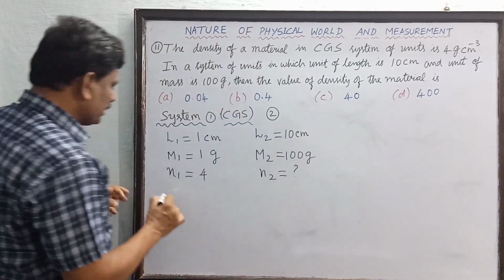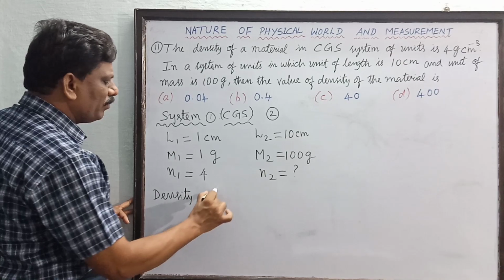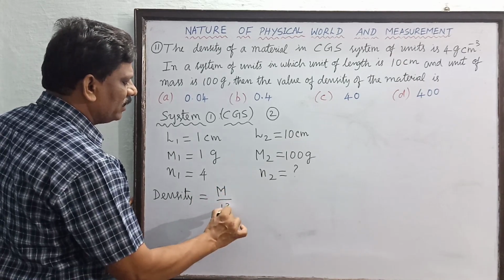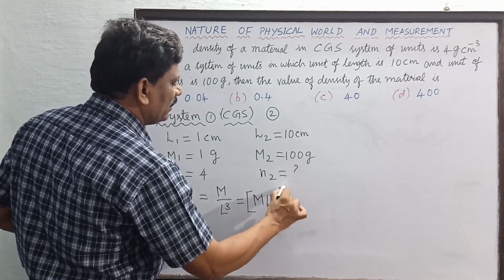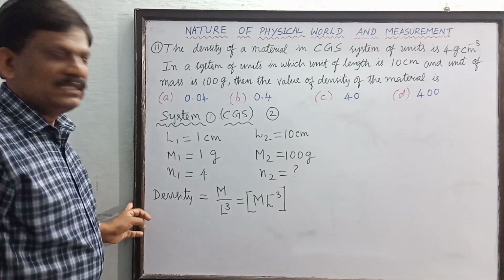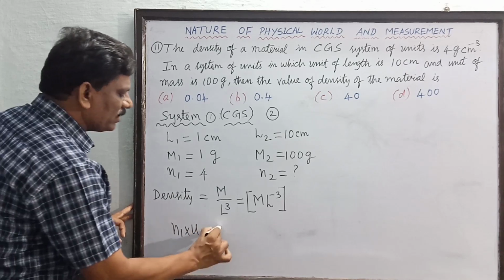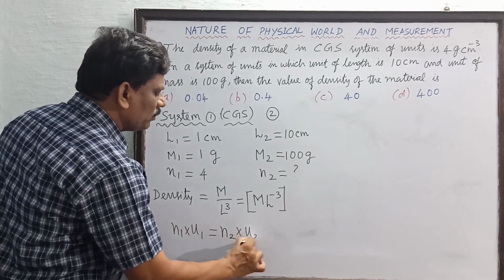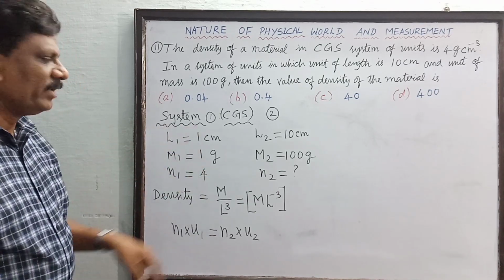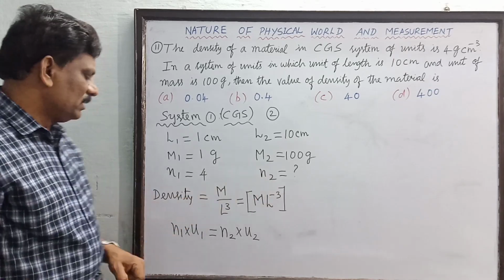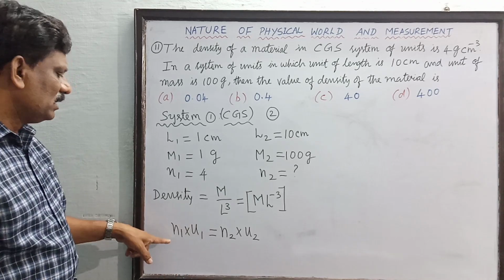Now the dimensions of density. Density is equal to mass by volume. So the dimensions of density is what? M L power minus 3. Then we have studied N1 U1 is equal to N2 U2, where N1 is the magnitude 4 in the CGS system. We have to find what is N2. So in place of U1 and U2, we have to substitute the dimensional formula. So I am going to substitute now.